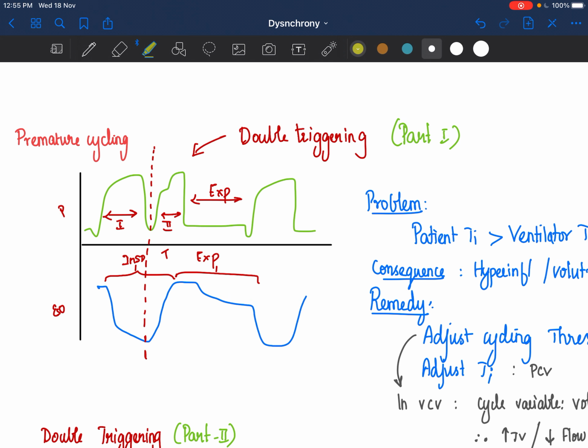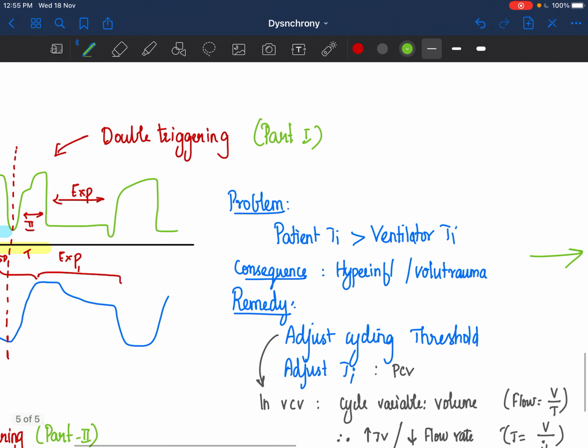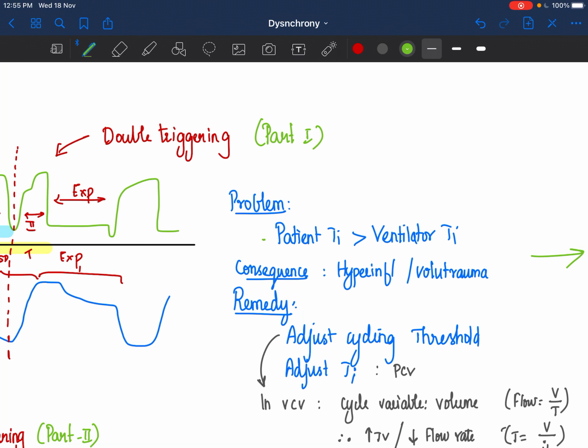Okay? So, if you want to represent it like this, this is your patient's want, whereas what the patient is receiving is only this much. This is what the ventilator wants to give, whereas the yellow is what the patient wants to receive. So, the patient's inspiratory time is more than that of the ventilator inspiratory time. What will be the consequence of this? There will be hyperinflation or volume trauma.